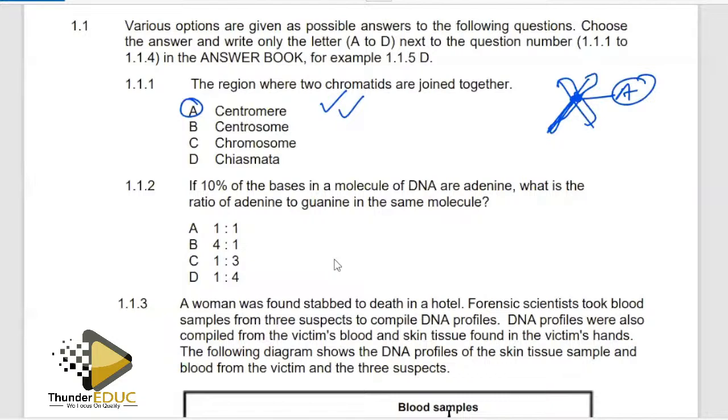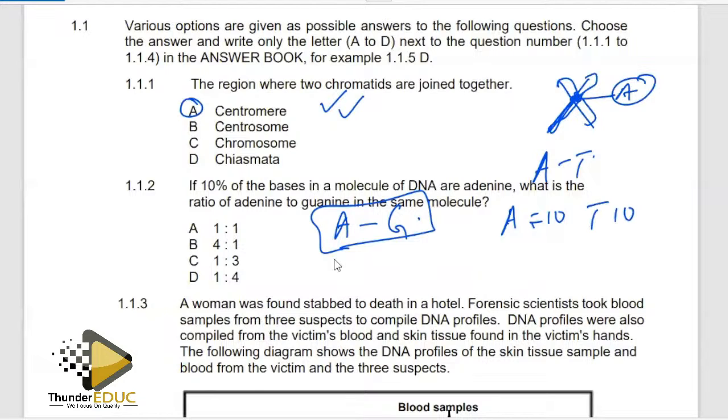They are saying that if 10% of the bases in the molecule of DNA are adenine, what is the ratio of adenine to guanine? So if adenine is equal to 10%, automatically we know that adenine goes with thymine, so thymine is also 10%. If I add the 2, 10 plus 10, it gives me 20. So the balance from 100 should be cytosine and guanine. Therefore, 100 minus 20 gives me 80, divided by 2.